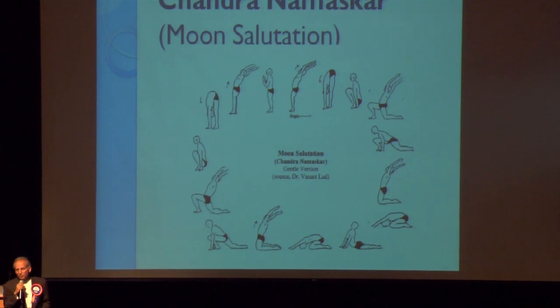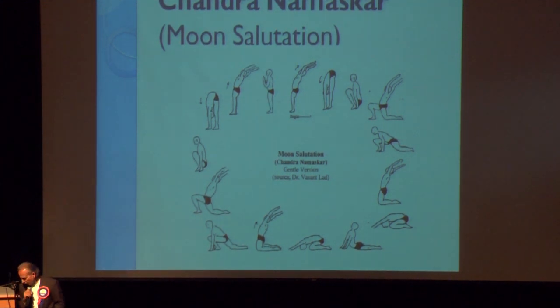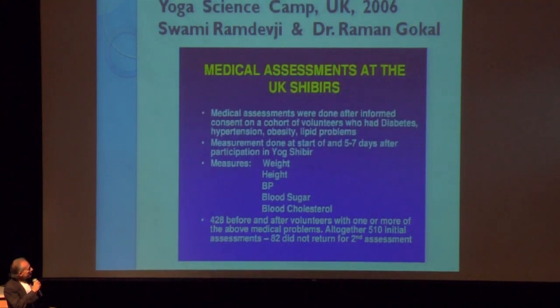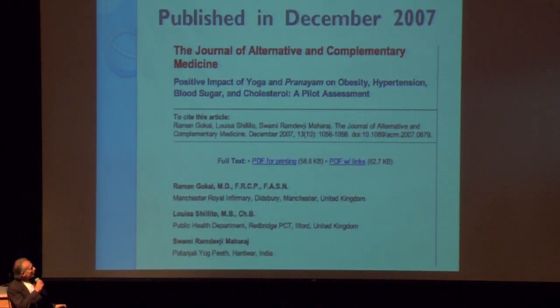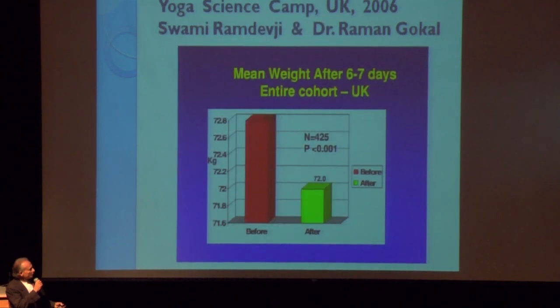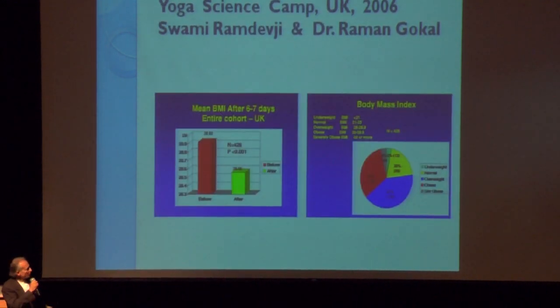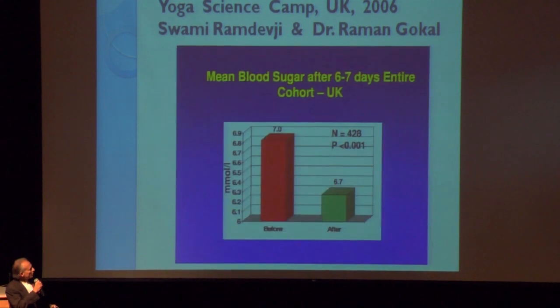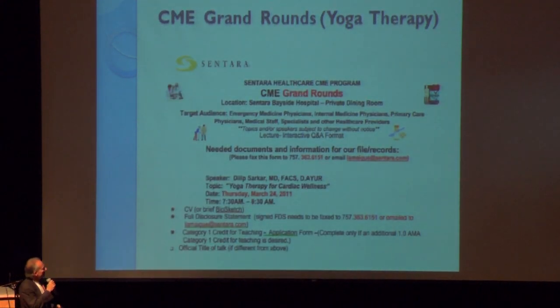These are the things just for the people who want to know what to do. We use a lot of Chandra Namaskar instead of Surya Namaskar. We know Chandra Namaskar is cooling. We do a lot of Chandra Bhedi Pranayama. And these are all the asanas. This is a paper published in the Journal of Alternative and Complementary Medicine. This was actually from a big study from Swami Ramdev's group, showing all the changes that happen, and these are the things we are doing in our hospital.